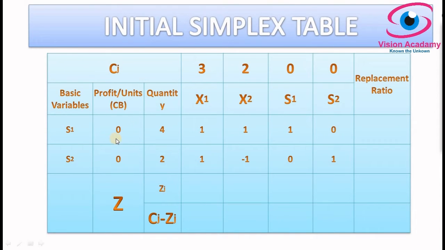One more thing you should keep in mind: whatever you multiply by 0, it will be 0 only. So when these profit or units are 0, all other values you multiply will become 0. That is why the Zj values are becoming 0, because 0 into 1 is 0, 0 into 1 is 0.